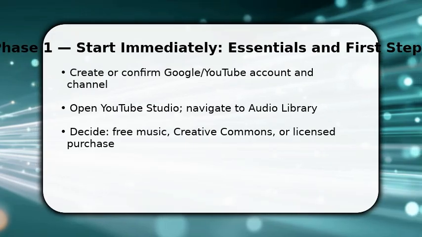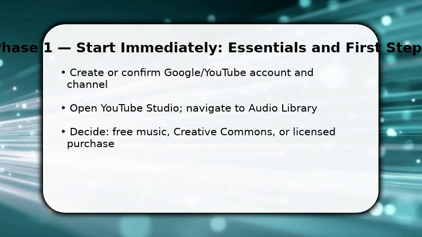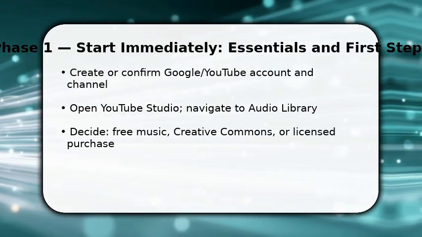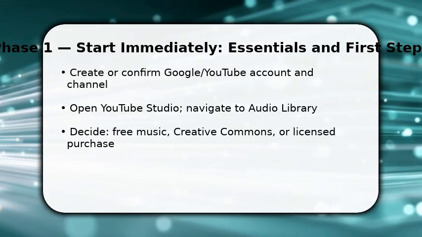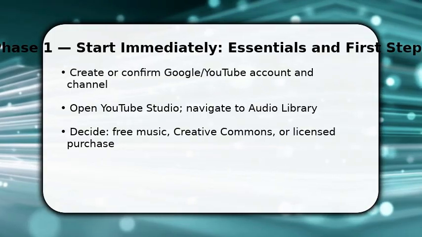You start by getting the right assets and access. Sign into your Google account and open YouTube Studio, then go straight to the audio library. Browse categories, free music, Creative Commons, or paid licenses. Choose one path now. Free is fastest, licensed music grants safety.